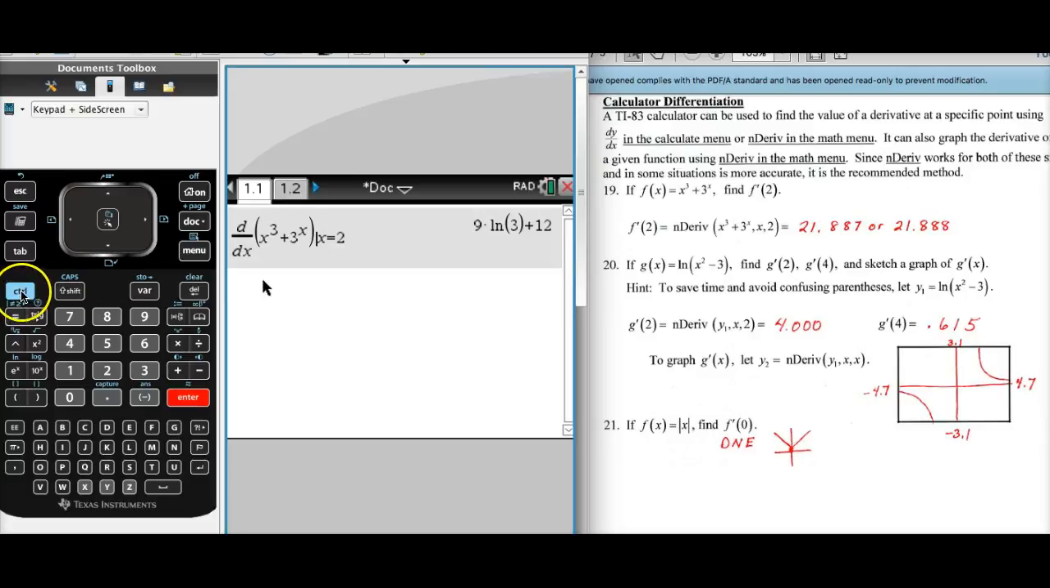I want the approximate to see if I get the same answers over here to the right. 21.887. There it is. If you rounded, 21.888. So that's how you can find the derivative at a point.